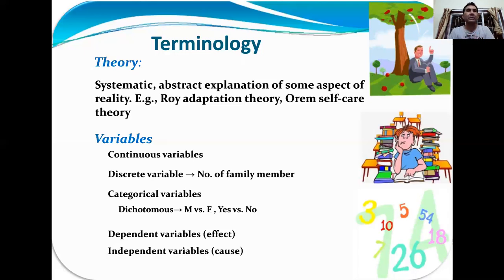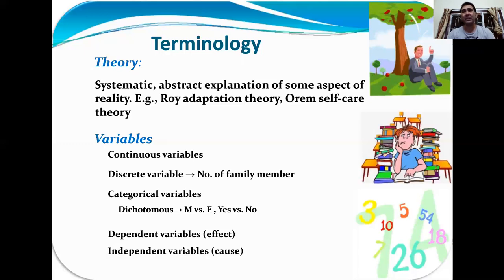In any family, the average of 2.3 or 2.5 children is present in a house. So the number of family members and the number of students are discrete in number. And the other variable is called the categorical variable. Categorical variables are those variables which are divided or segmented into categories.